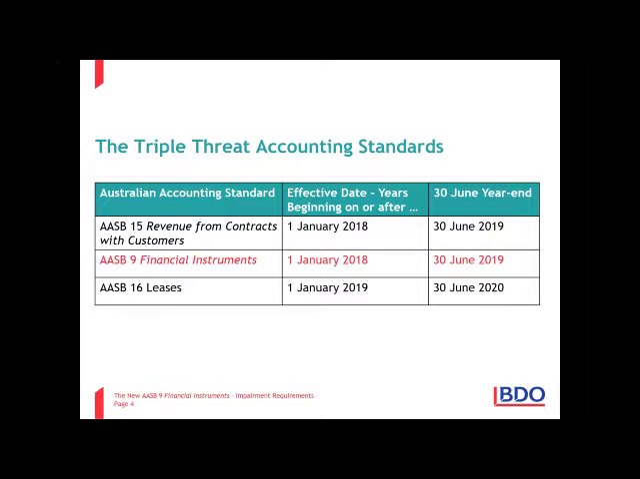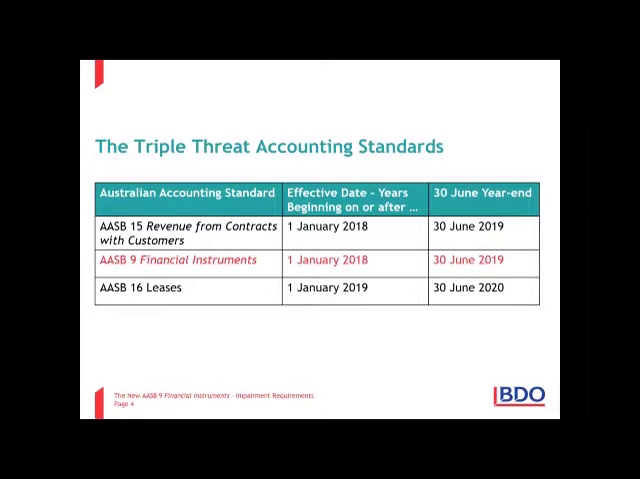Now AASB 15 and AASB 9, the two of them are effective for years beginning on or after the 1st of January 2018. Therefore, if you've got a 30 June year end, we're talking 30 June 2019. The leases standard is a year later. However, we have found that a number of our clients are saying, let's deal with the triple threat accounting standards in one big bang and get ready for 30 June 2019.